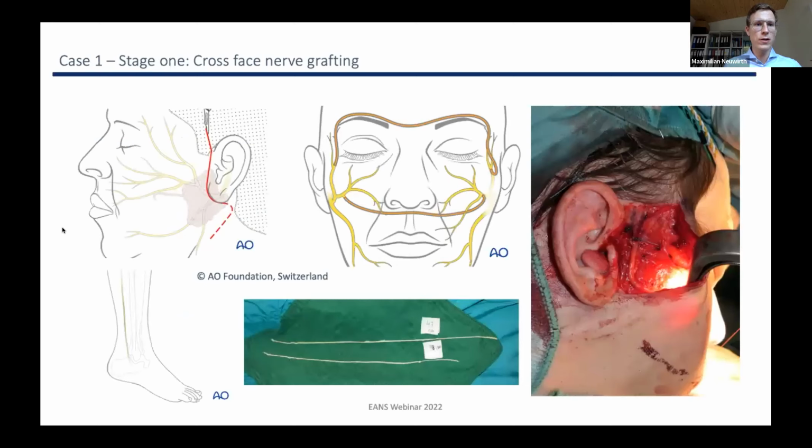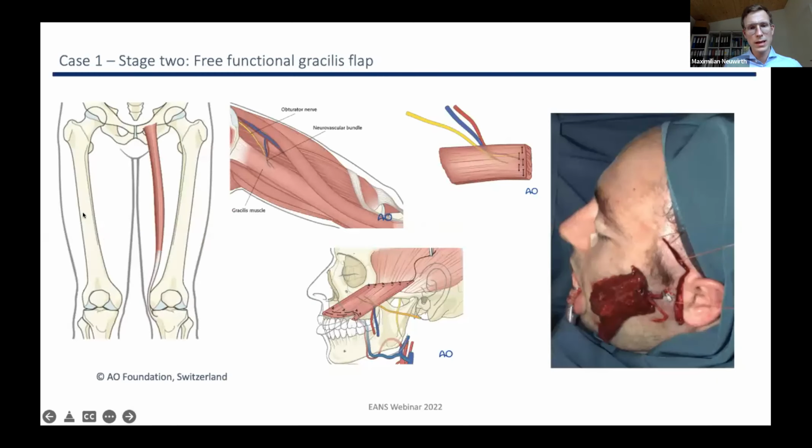So we did in the first stage the classic cross-face nerve grafting. After all these good talks, excellent talks, I think I can skip that. On the right side, you see the patient with the nerve graft already in situ under the facelift incision. And then on the second stage, we used a gracilis graft, which you see here, was already explained by the others, so I skipped this as well.